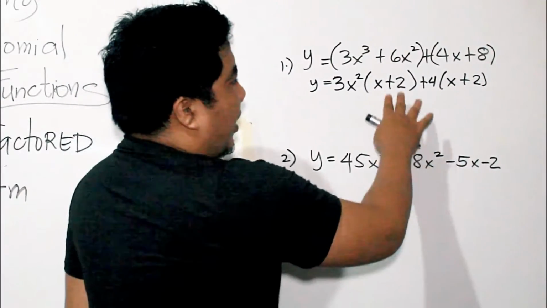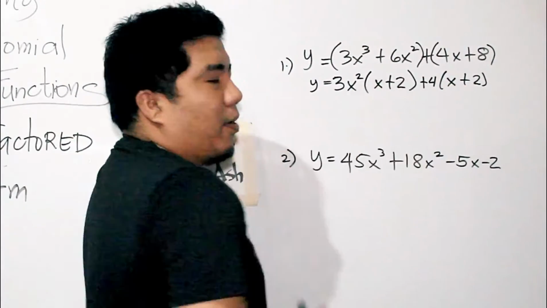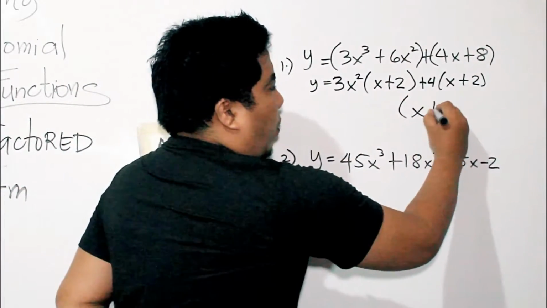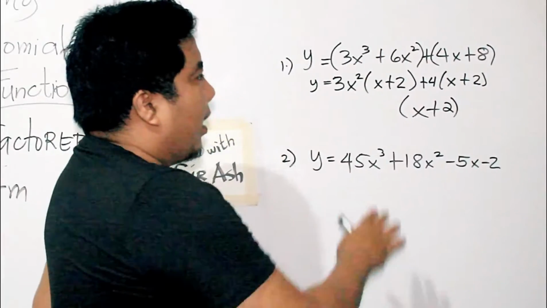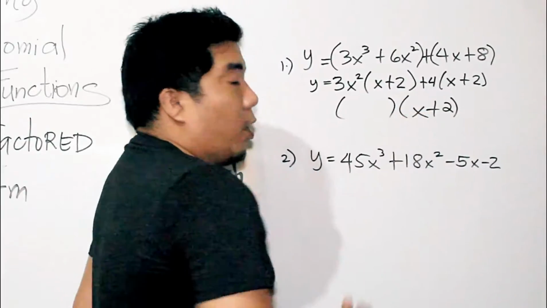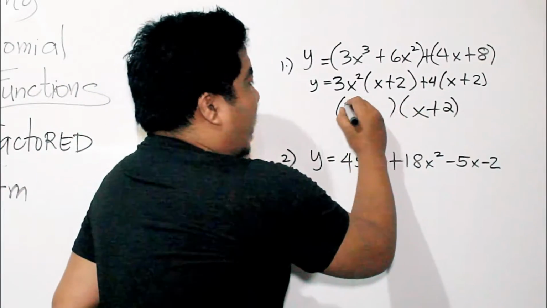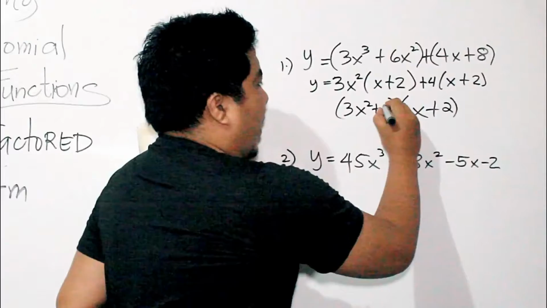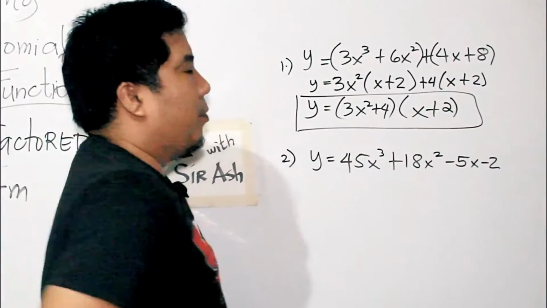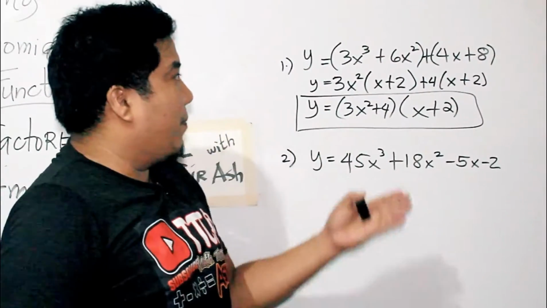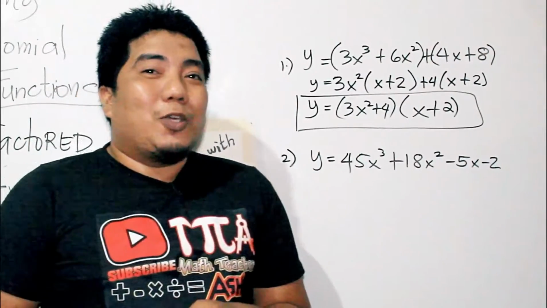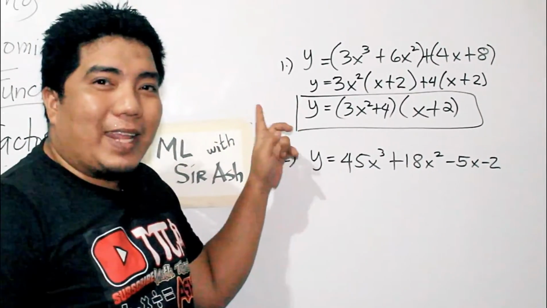So as you can see, there is a common factor from the first group to the second group. So I will take that as one factor. And then the outer factors, I will also put into one binomial, and that will give me 3x squared plus 4. So therefore, I now have my factored form for this given polynomial function. Easy, right? So that is how you get the factored form of example number 1.